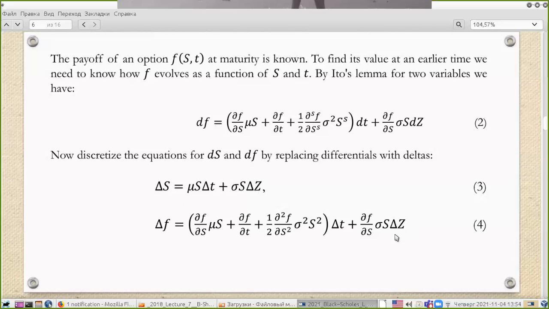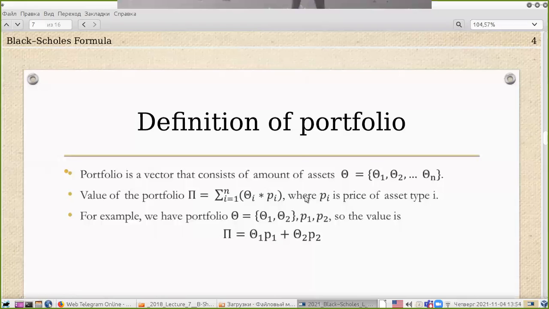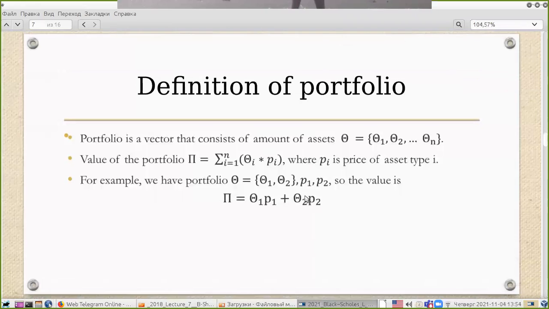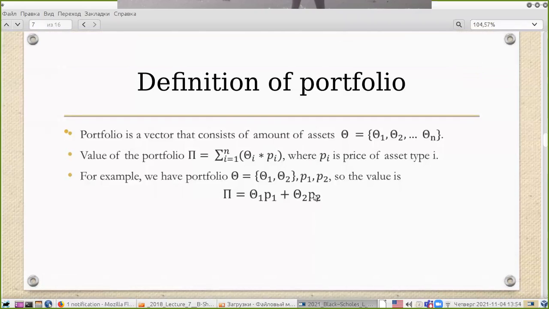Yes, you're right. Or it is the same if we multiply 3 by this ratio, with minus for example, and find the sum of 3 and 4, plus. And how can we do this? For this, I need to give you the definition of a portfolio.